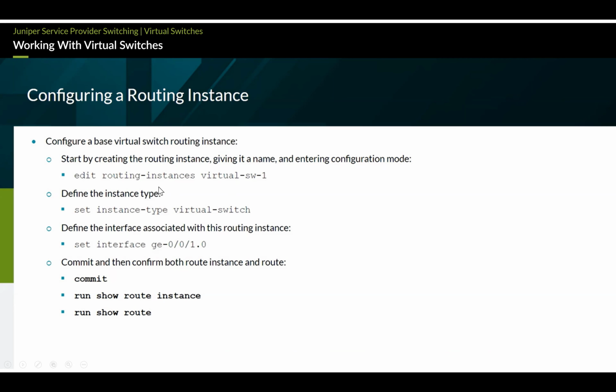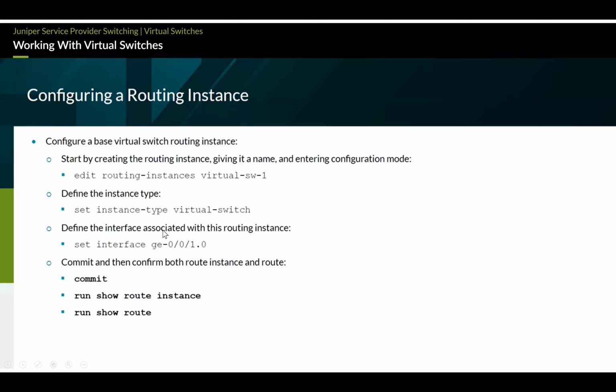Okay, so edit routing-instances. The routing instance name is virtual switch 1. You can set any name. Name is user defined. Define the instance type. Set instance-type virtual-switch. You have to mention this. Instance type will be virtual switch.